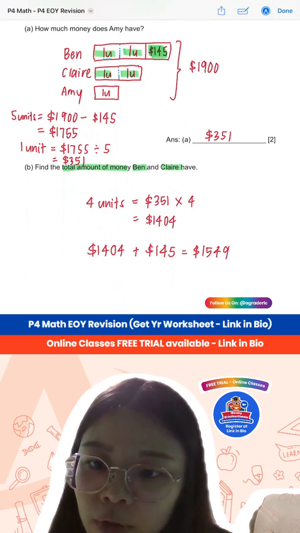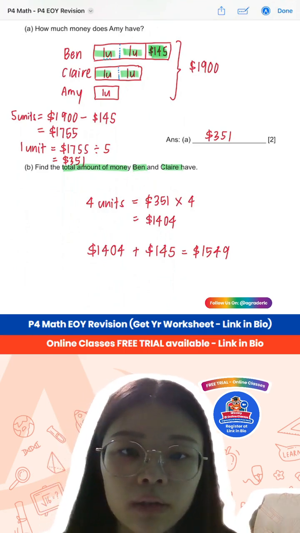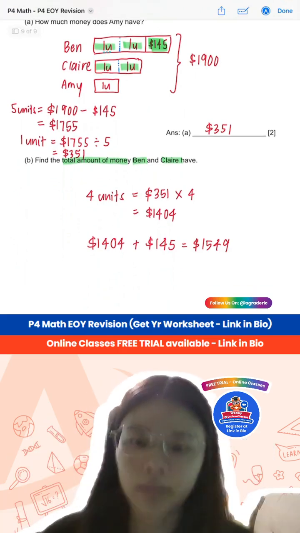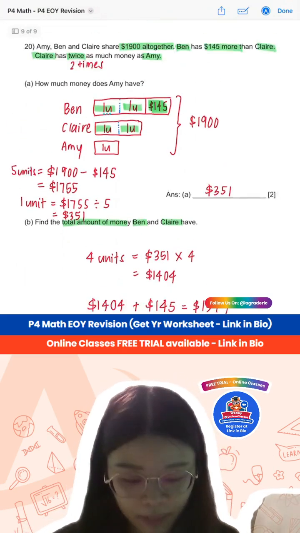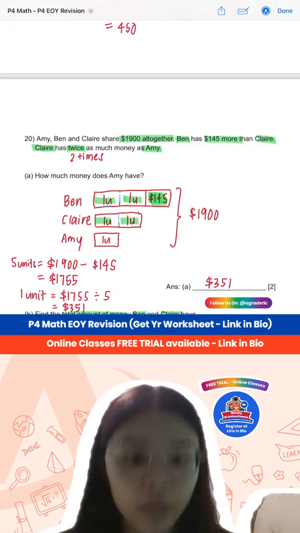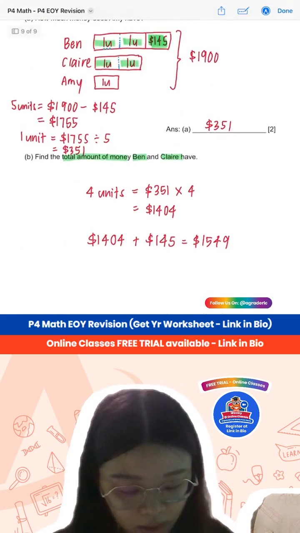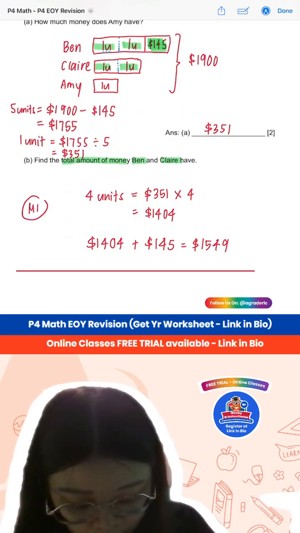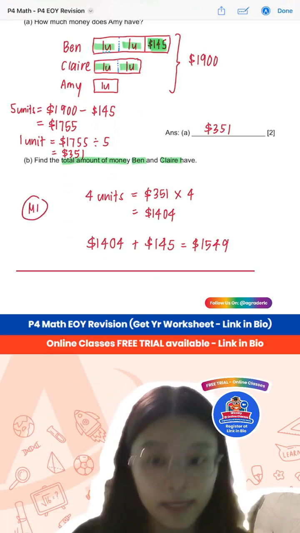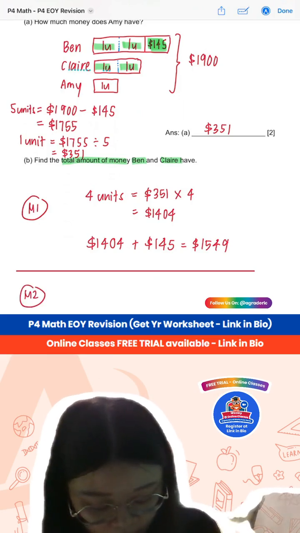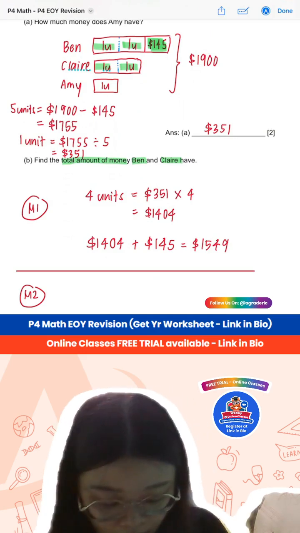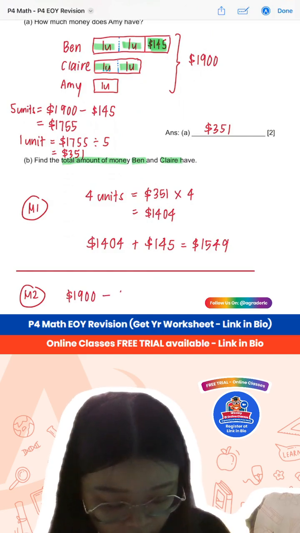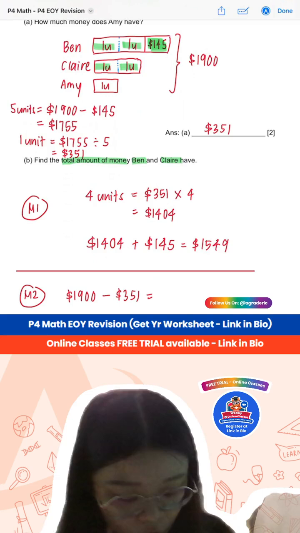Zemin asks, can I use 1,900 minus 1 unit? Oh yes, you can do that. Because Amy is 1 unit, so you can just take away Amy. That's a nice way of doing it also. Let me write it down. Method 1, you can find Ben and Claire, and add them together. Method 2, Zemin asks a very good question: can I just subtract Amy? So 1,900 is all they have, everybody in total. I just take away Amy. That's actually even shorter.